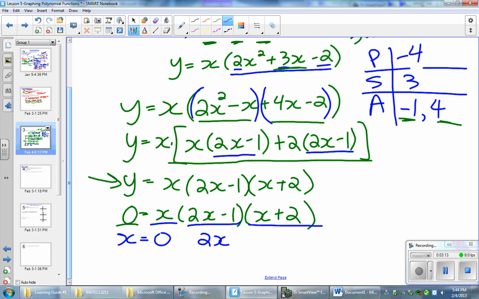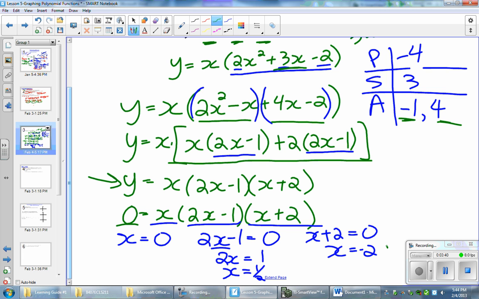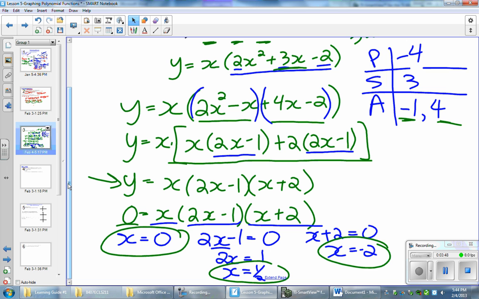We have another zero when 2x minus 1 is equal to 0. So if I solve for x here, I'm going to add 1 to both sides, and I'm left with 2x is equal to positive 1. And finally, we get a zero of 1/2. Okay, and lastly, we have x plus 2 is equal to 0, which gives me a zero at negative 2. So these three x values are the x-intercepts of my graph. And that completes our lesson on finding the zeros of the factored form of a polynomial function.